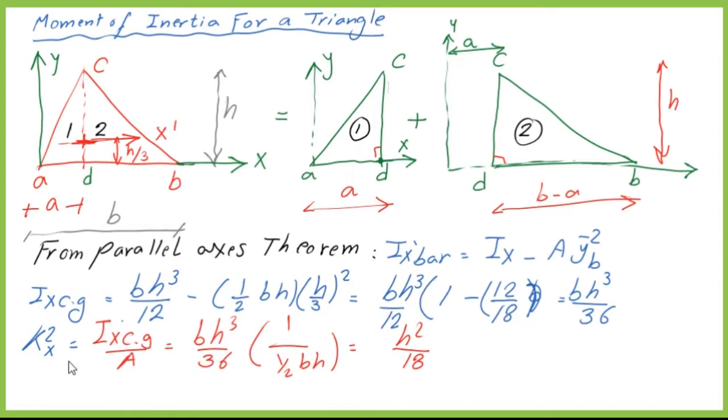In order to get the radius of gyration, k squared x equal to the moment of inertia at the CG divided by the area. We have b h cubed over 36 divided by the area, which is 1/2 b multiplied by h. So we will have k squared x equal to h squared divided by 18.